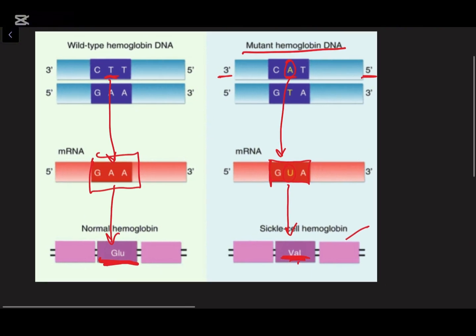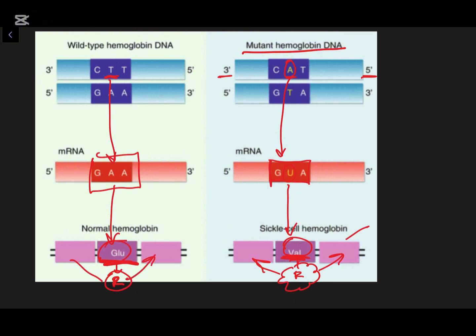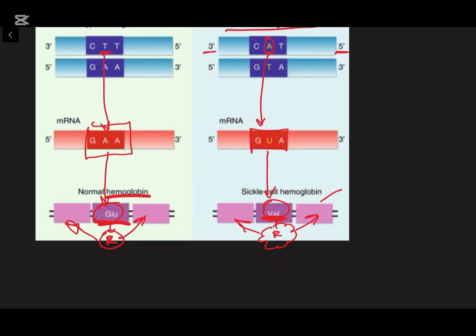And that's because the R groups of these amino acids are going to be different, right? And because the R groups are different, they have different chemical properties. So the R group of valine will not interact with the neighboring amino acids the same way as the R group of glutamic acid. And that will result in a different folding of the protein. And so the overall functional tertiary structure of the hemoglobin will change.